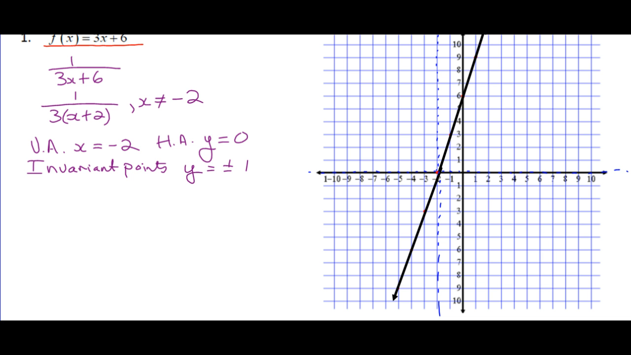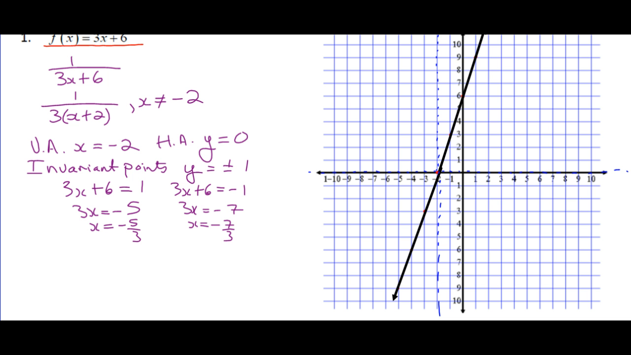Now it doesn't matter which equation I use, 3x plus 6 or 1 over 3x plus 6. The easiest one is just to use 3x plus 6. So when is 3x plus 6 equal to 1? When 3x is negative 5, or x is negative 5/3. And when is 3x plus 6 equal to negative 1? When 3x is equal to negative 7, and x is negative 7/3.